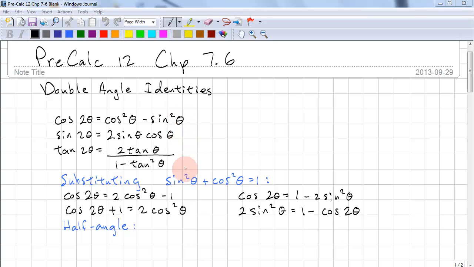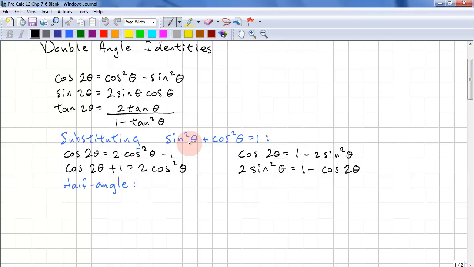And again, you can come up with these two on your own, but sine 2 theta is equal to 2 sine theta cos theta. That's an easy one to remember. And tan 2 theta equals 2 tan theta all over 1 minus tan squared theta. Now, by substituting the Pythagorean identity, we can get some more identities.